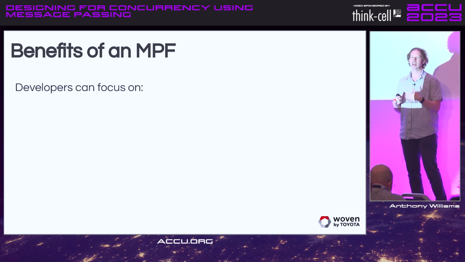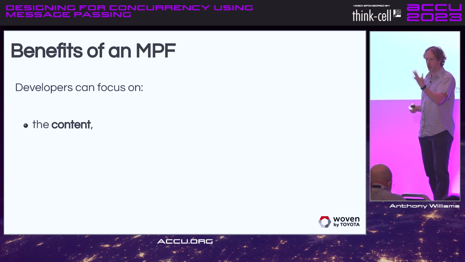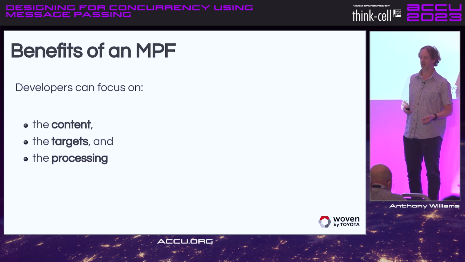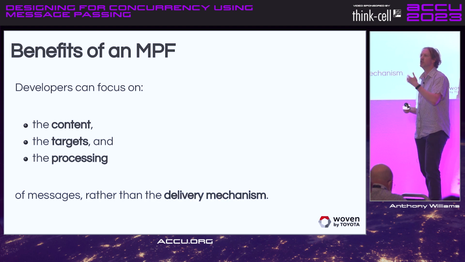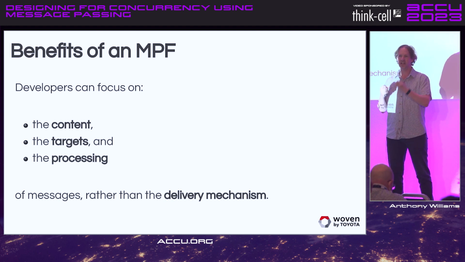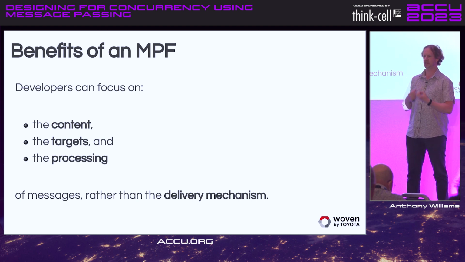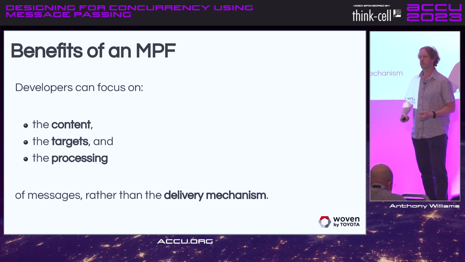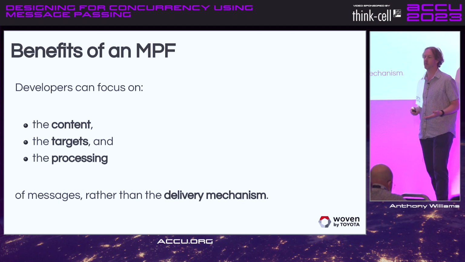And the key benefit of using a framework to do this is that you can focus on the content of your messages, the targets of your messages, where are they going? And then, of course, the processing. When you receive a message, what are you going to do with it? And then you explicitly don't have to think about the delivery mechanism. How does that message get there? Because that's the key thing that the framework is providing for you. I send a message, I don't care what the delivery mechanism is beyond having configured the framework, and now it just gets there. So this is what we're getting from our framework.